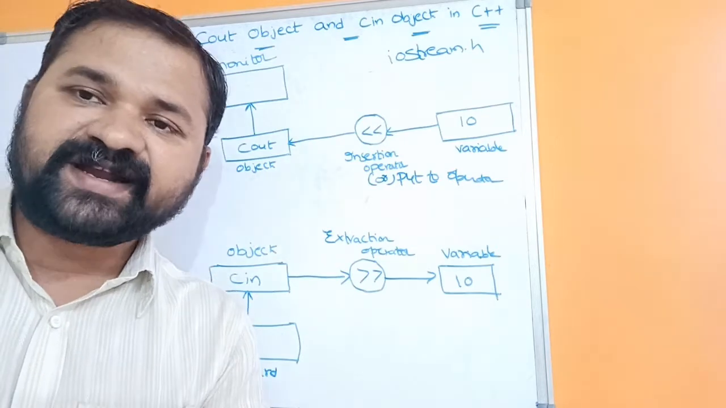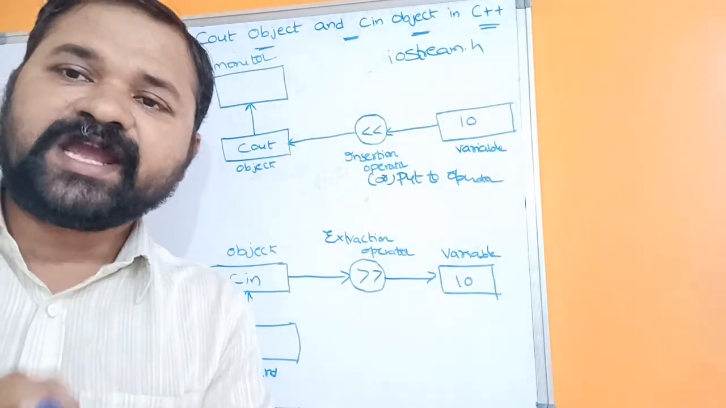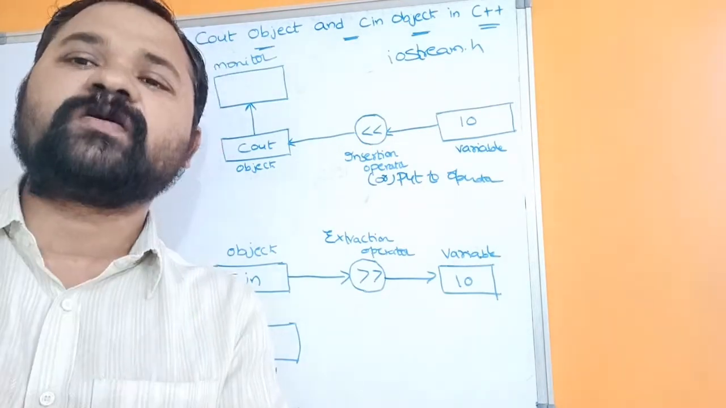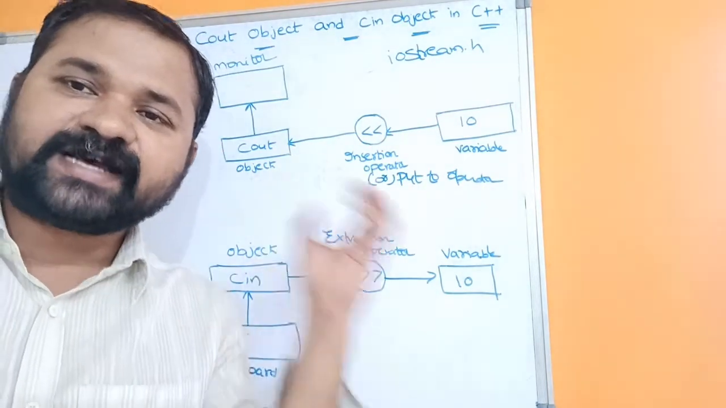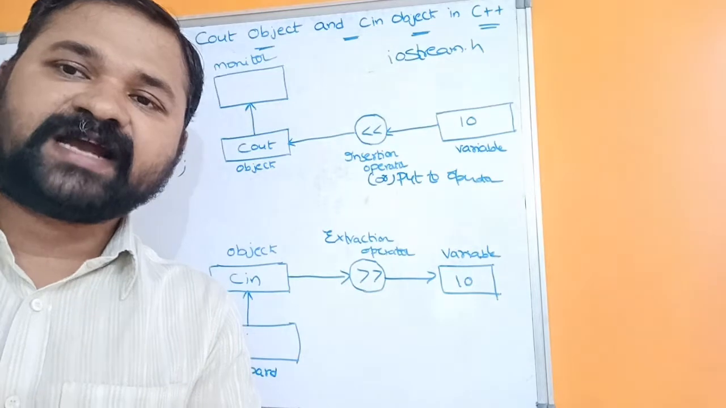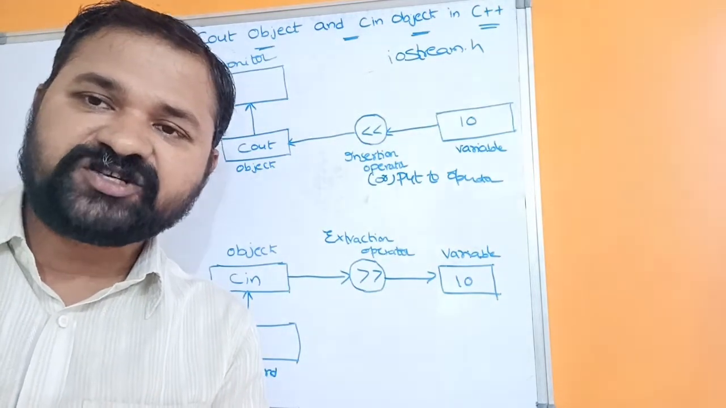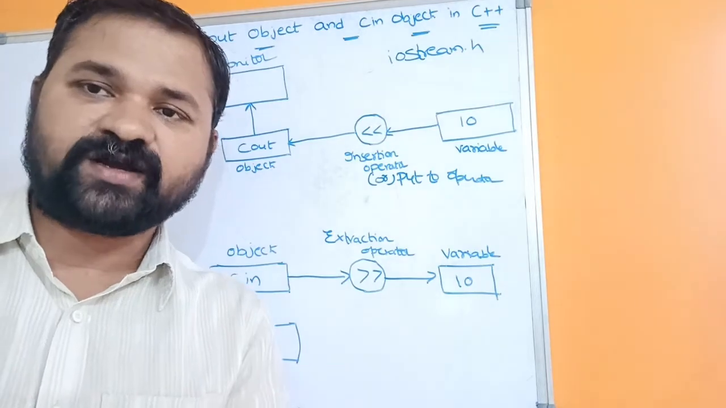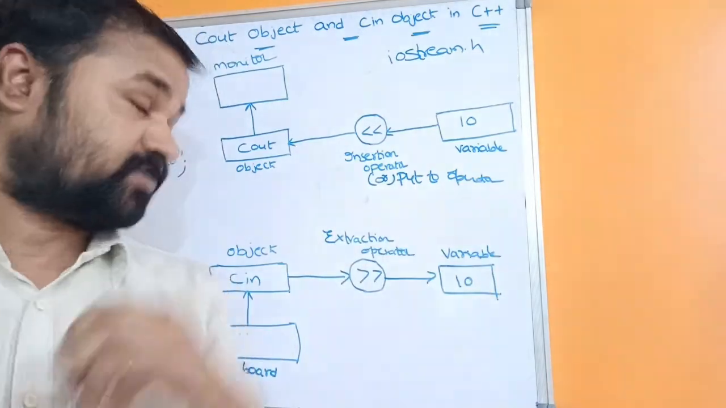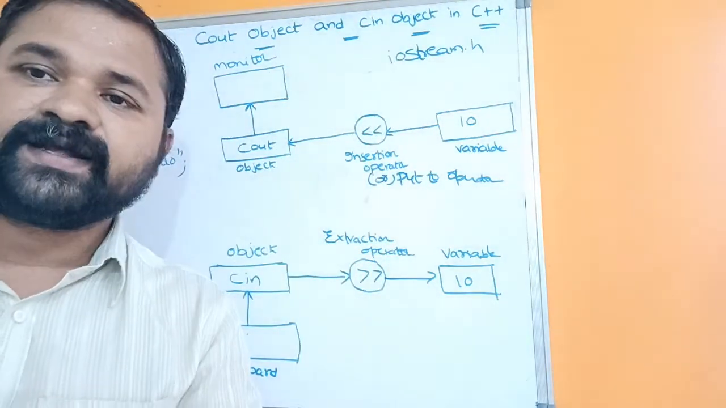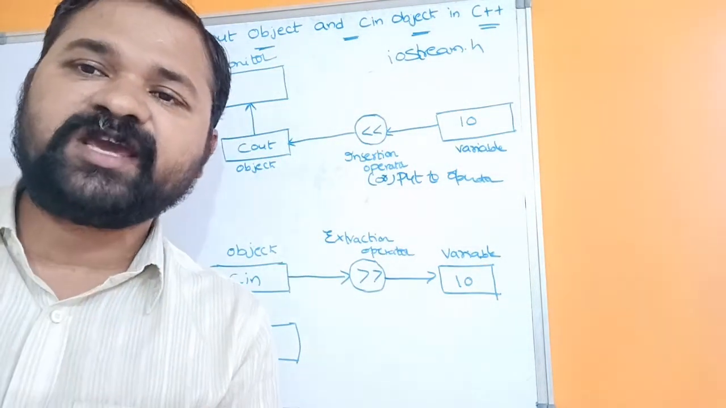Now let's see the advantage of the cin object. Cin object is mainly useful in order to read data from the keyboard. So it is just like the scanf function that we use in C language. In C language we use the scanf function to read data from the keyboard, whereas in C++ we use the cin object in order to read data from the keyboard.